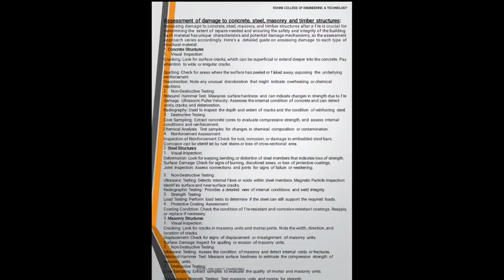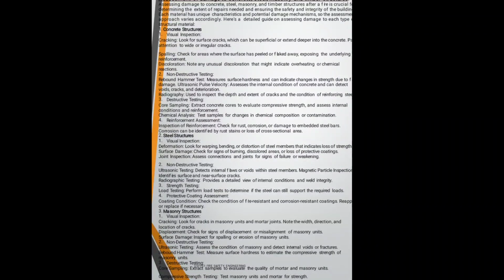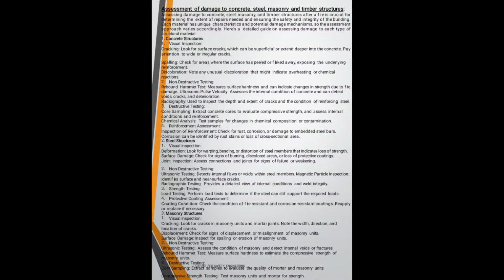First one is concrete structure, visual inspection. Under visual inspection, spalling, cracking and discoloration are checked. Look for surface cracks which can be superficial or extend deeper into the concrete. Pay attention to wide or irregular cracks. Spalling: check for areas where the surface has peeled or flaked away, exposing the underlying reinforcement. Then discoloration: note any unusual discoloration that might indicate overheating or chemical reactions.